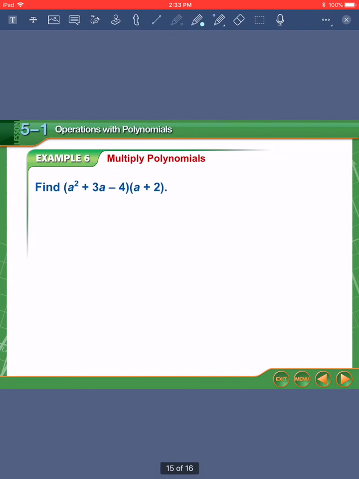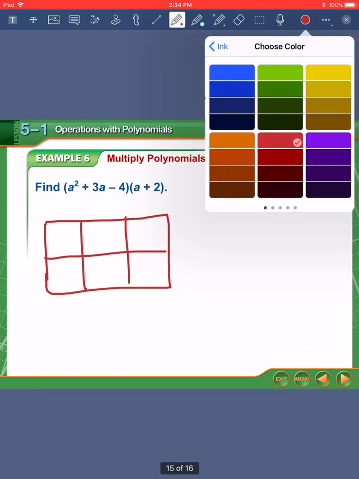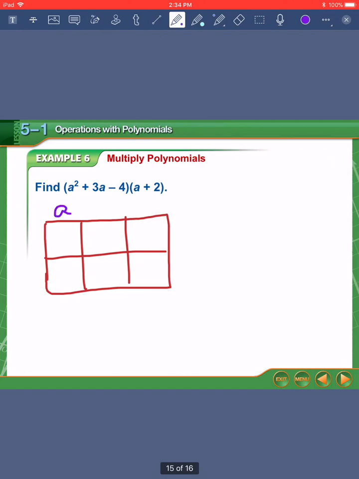And now I'm multiplying a trinomial times a binomial. I have a squared plus 3a minus 4 times a plus 2. So you can approach this like FOIL. So a squared times a, a squared times 2, 3a times a, 3a times 2, negative 4 times a, and negative 4 times 2. But I personally like to do the box method. So for the box method, I make a box big enough for it to be a 3 by 2 box. So I did 3 columns by 2 rows. And for my columns, I'm going to fill in the trinomial. So a squared plus 3a minus 4.